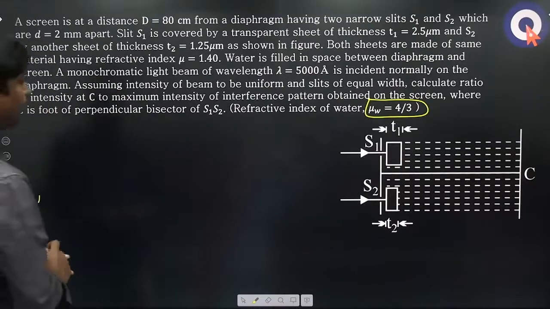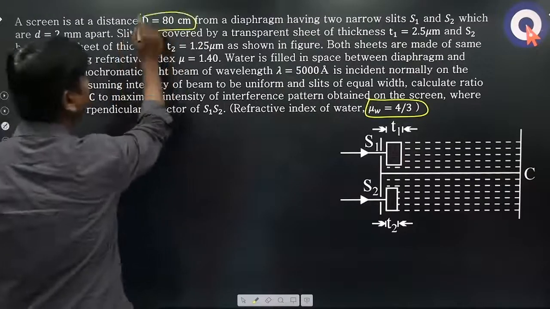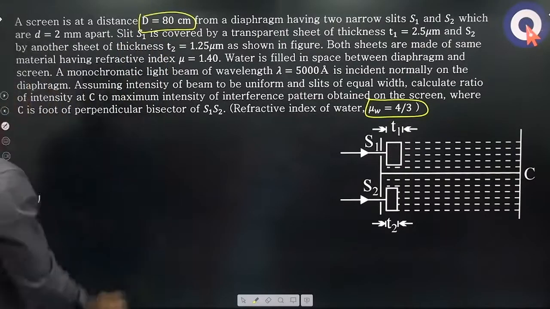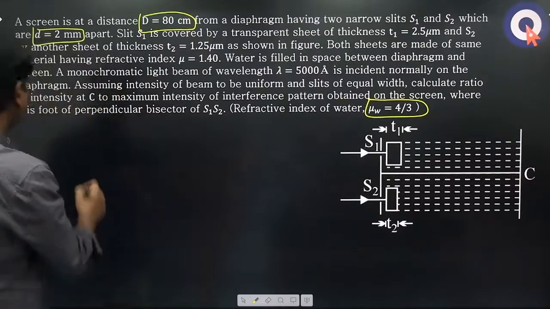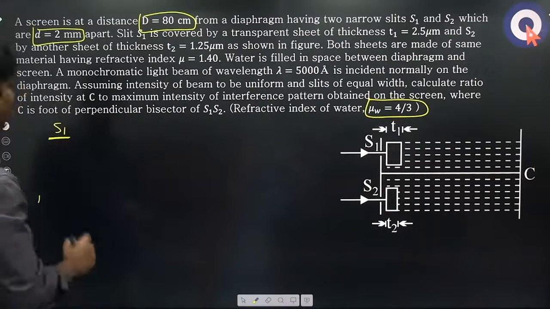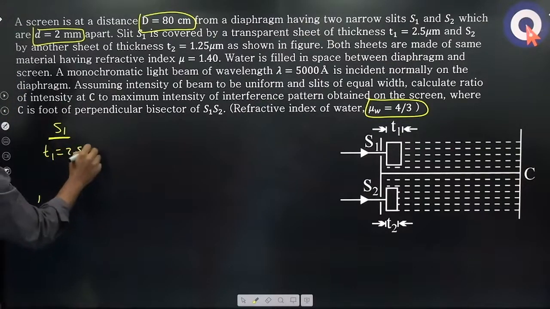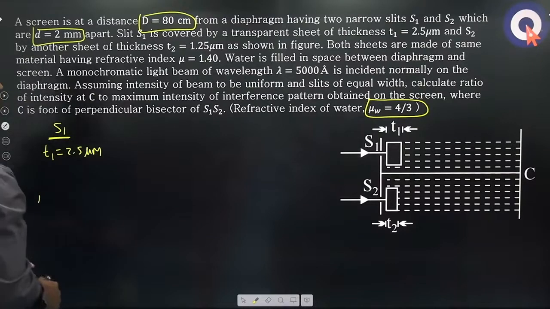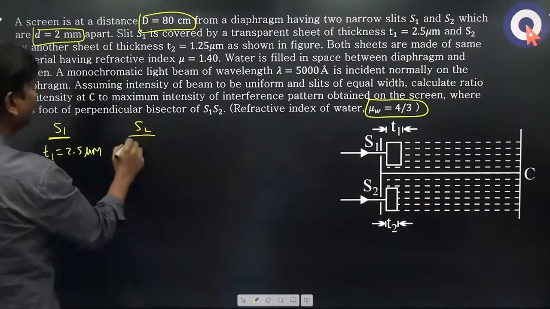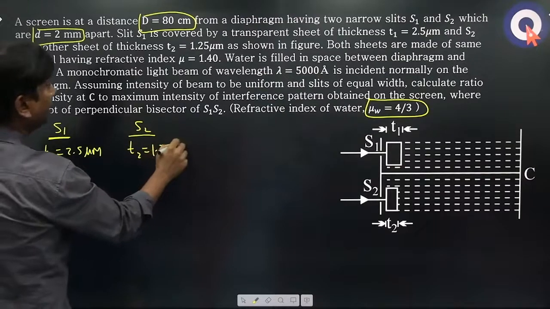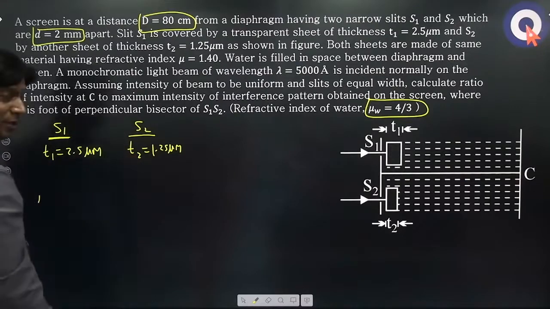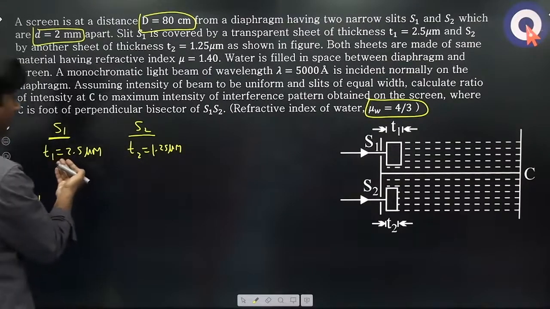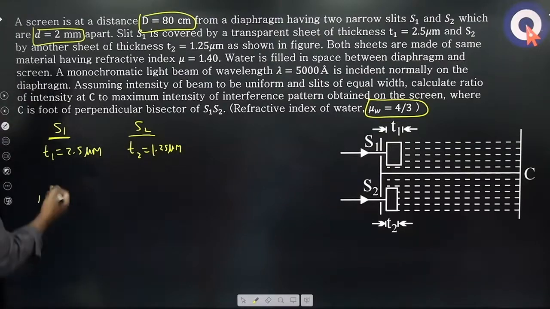A screen is at a distance of capital D, given as 80 centimeters, from the diaphragm having two narrow slits S1 and S2, small d is 2 mm. S1 is covered by a transparent sheet of thickness 2.5 micrometers, and S2 is covered by another sheet of thickness 1.25 micrometers, as shown. Both the sheets are made up of the same material. Here also nu is the same, here also nu is the same. So let it be nu here, let it be nu here. Same slab, but thicknesses are different.